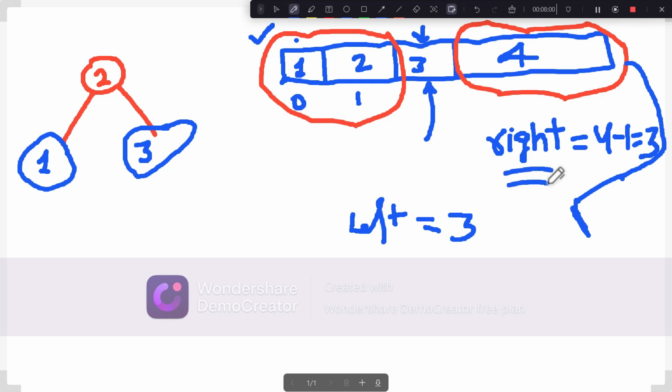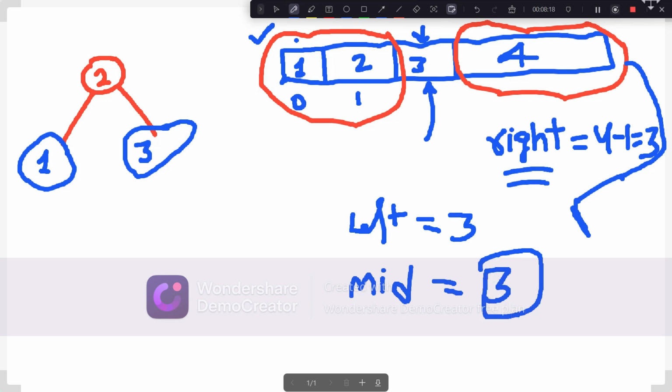Okay, so now we have to get the mid of it. So mid also would be 3, right? Left plus right, 3 plus 3 minus 3, divided by 2, right? So this would also be 3. So again we will get its child. Okay, so let us do that. At mid 3 what is there? At mid 3 we have 4, right? So this will go to the right side of it, and this is 4.